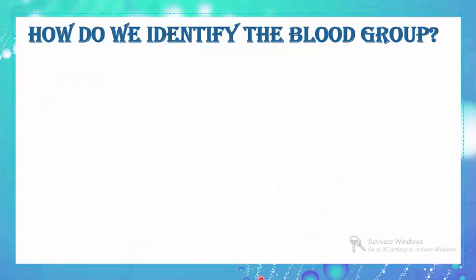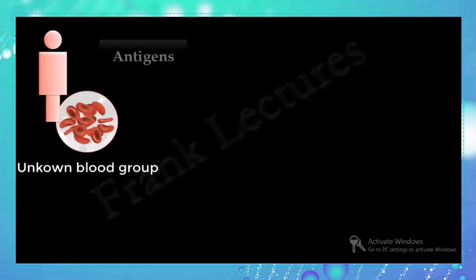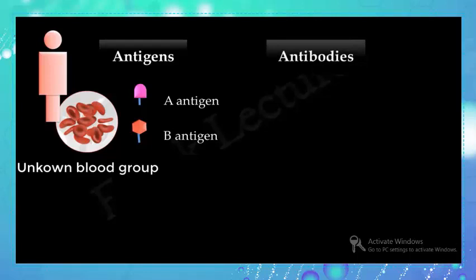Let us together now discuss how we are able to identify a blood group. Here exists a sample of blood relative to a person with unknown blood group. To identify the type of blood group, we must look for the antigens, meaning the agglutinogens, present on the surface of the red blood cell, which are antigen A and antigen B. In addition, we must also use the antibodies to identify these antigens, which are anti-A and also anti-B.